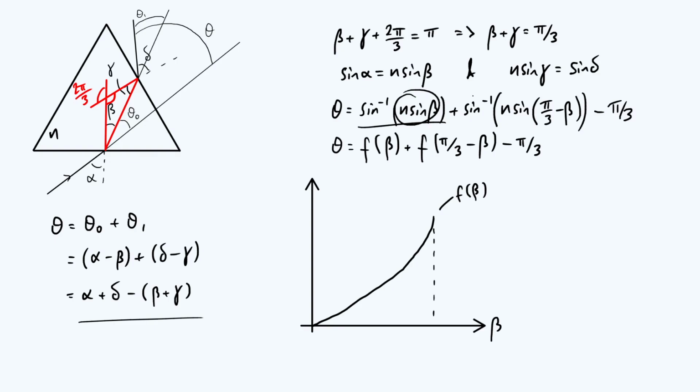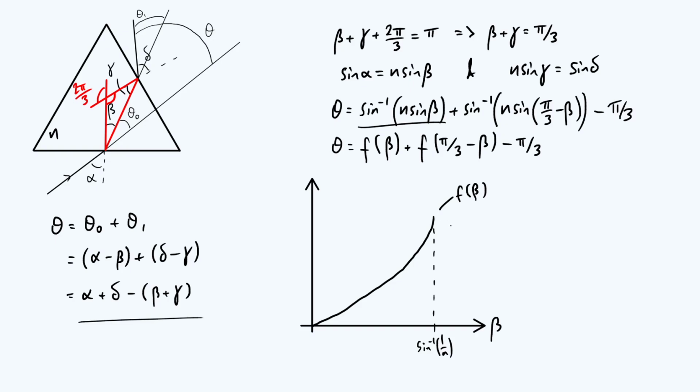n sine beta is equal to 1. As soon as n sine beta becomes equal to 1, you can't take the inverse sine of that anymore, and so the curve just stops at that point. That is going to happen when beta is equal to the inverse sine of 1 over n. So I'm going to label that point as inverse sine of 1 over n. We don't technically need to know that in order to derive our 22-degree result, but nonetheless, it's interesting to think about why the curve stops at that point.